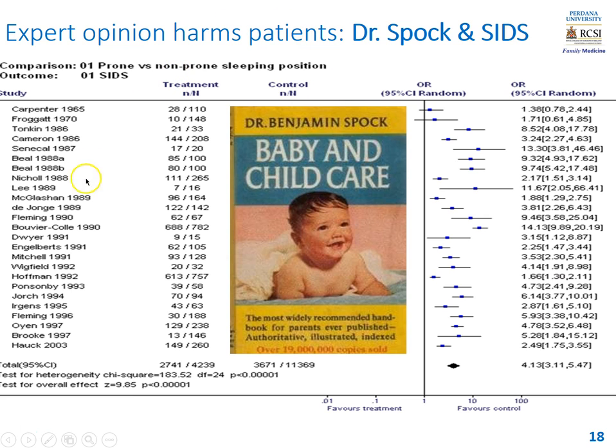This was a huge systematic review. As you can see, there are several studies here, and also it went on over quite a long time. It included studies from the 1960s right up to 2003. And what this showed was the position that was safest for babies was sleeping on their back and not on their tummy. But Dr. Spock had said the opposite, and many parents had followed his advice.